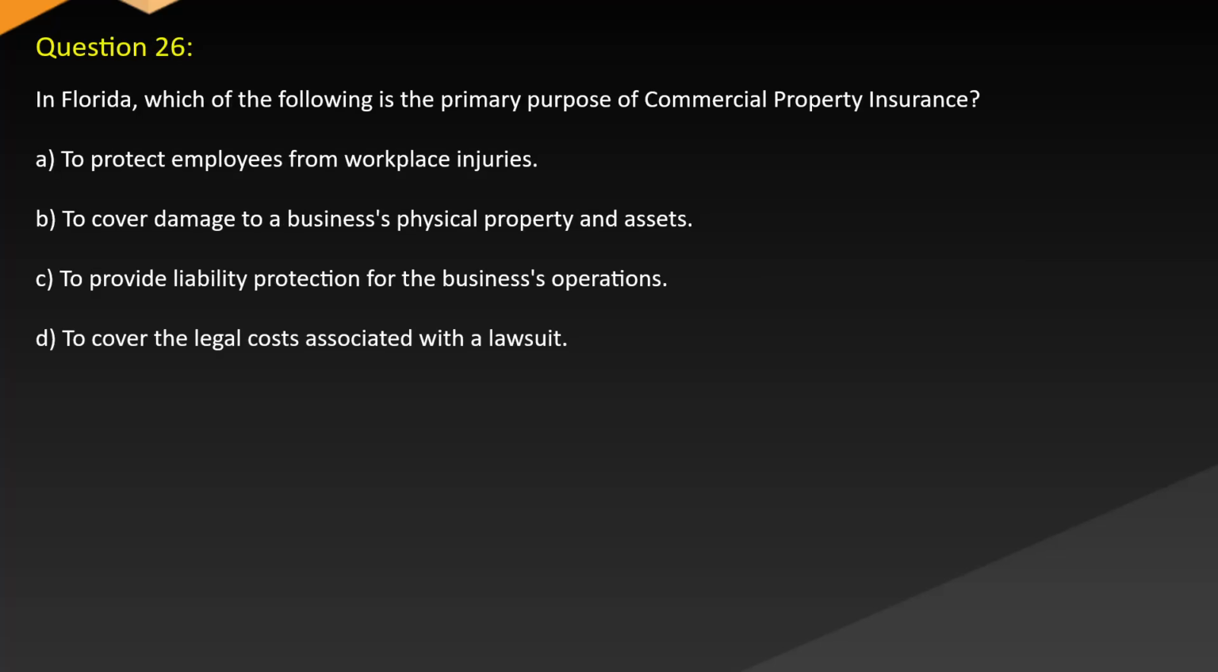Question 26. In Florida, which of the following is the primary purpose of commercial property insurance? A. To protect employees from workplace injuries. B. To cover damage to a business's physical property and assets. C. To provide liability protection for the business's operations. D. To cover the legal costs associated with a lawsuit.